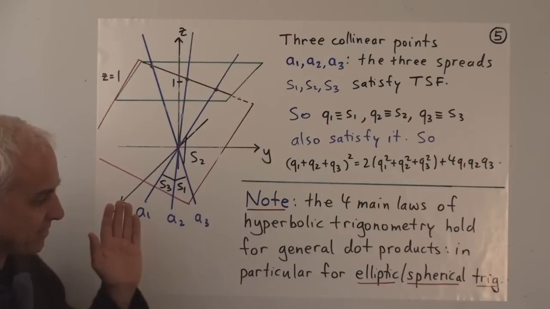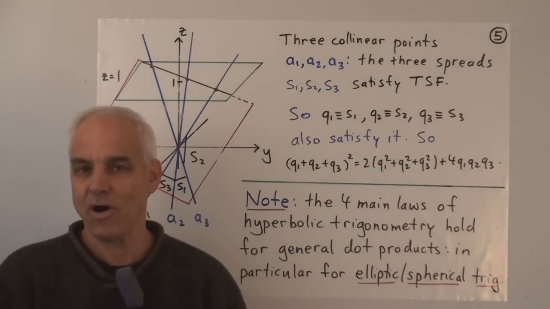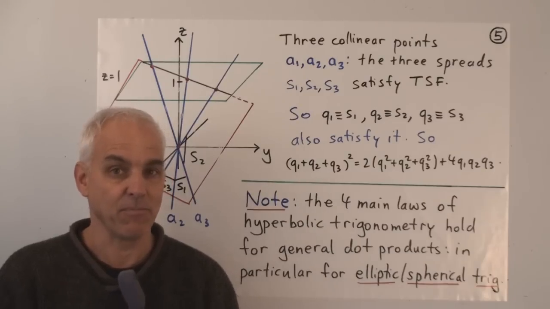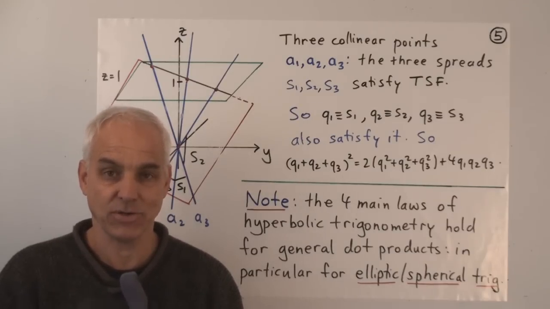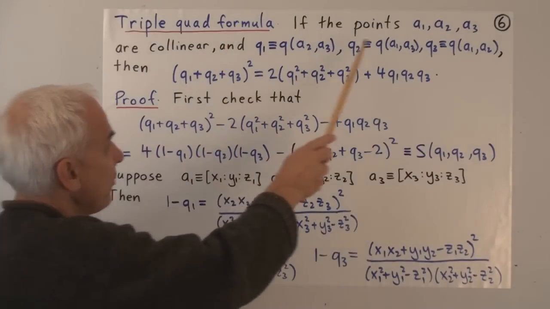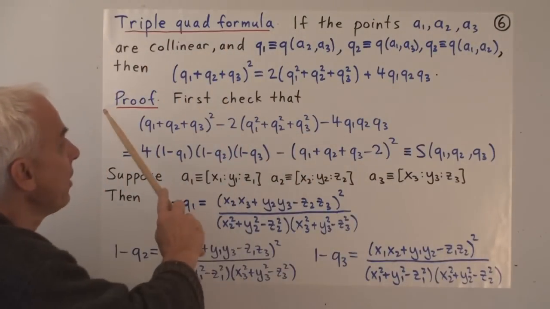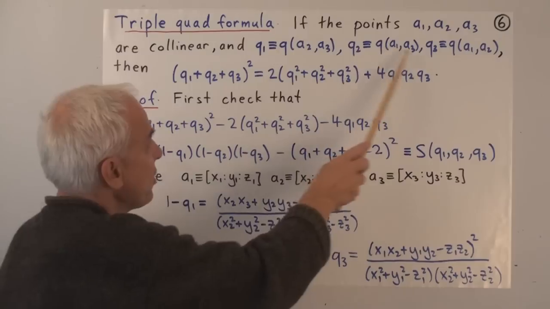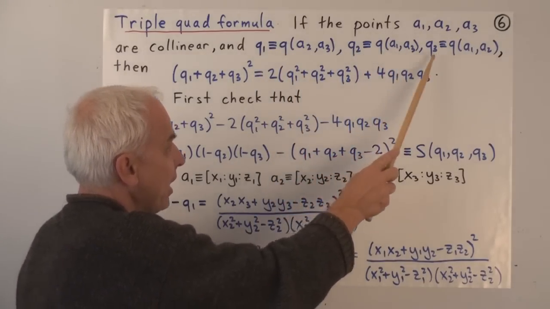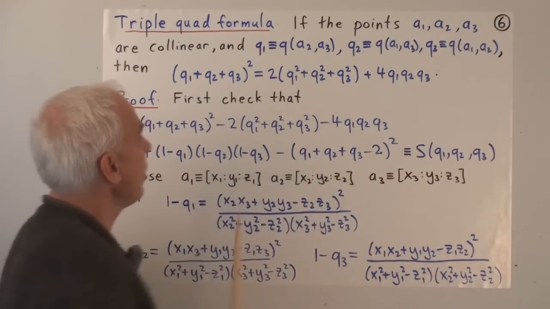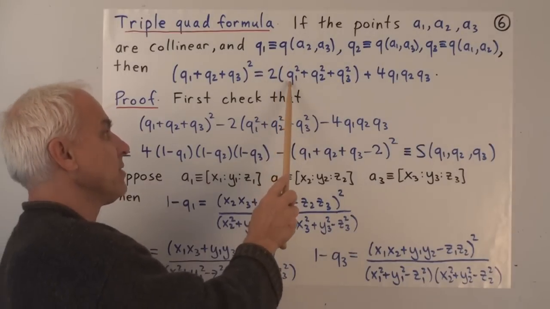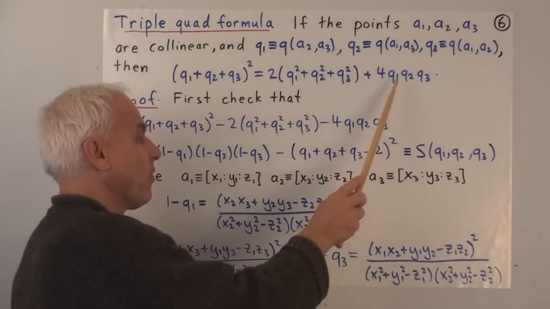All right, so we've been looking at this hyperbolic triple quad formula. Now it's time to get to grips, roll up our sleeves, and see if we can prove it. Why is this actually true? So here's the official statement. The triple quad formula: if the points A1, A2, A3 are collinear, and we define these 3 quadrances, Q1 is the quadrance between A2, A3, Q2 the quadrance between A1, A3, and Q3 the quadrance between A1 and A2, then (Q1 plus Q2 plus Q3) all squared equals 2 times (Q1 squared plus Q2 squared plus Q3 squared) plus 4 Q1, Q2, Q3.